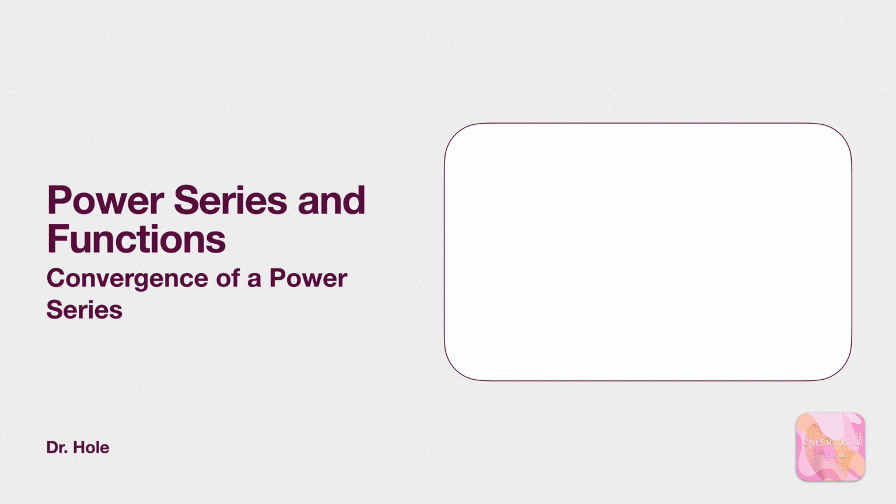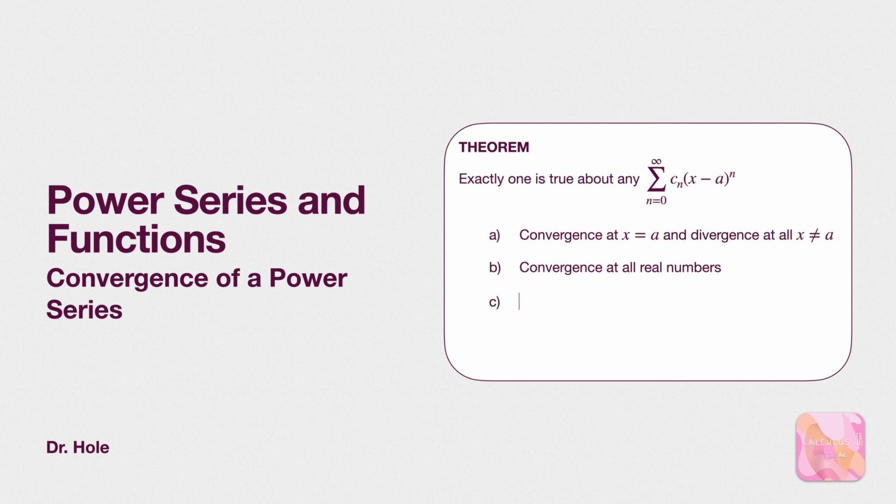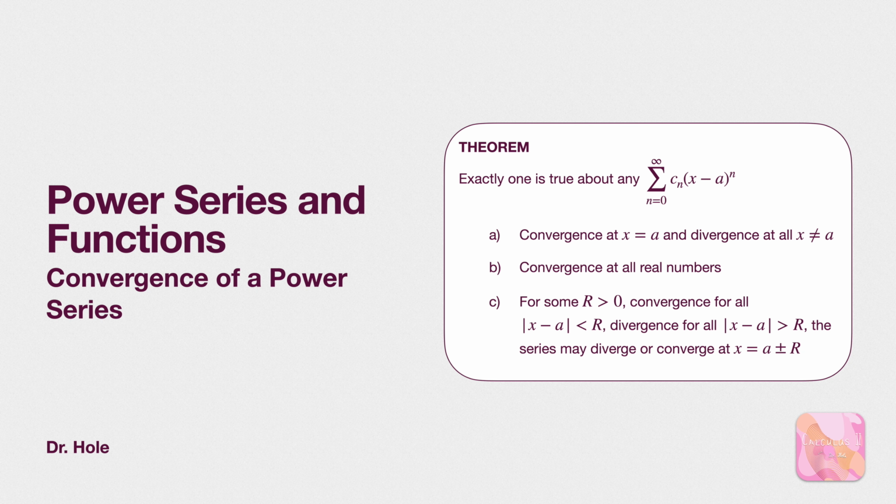All right, let's write down a theorem. For a power series centered at a, exactly one of these three cases will hold. That the power series will only converge at the center and diverge everywhere else. That's case A. Case B is that the power series will converge for any real input x.